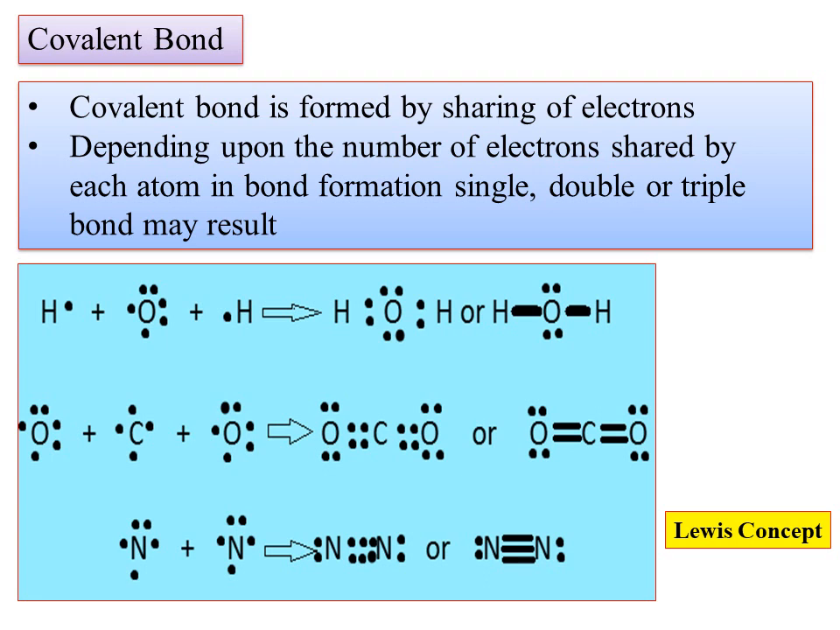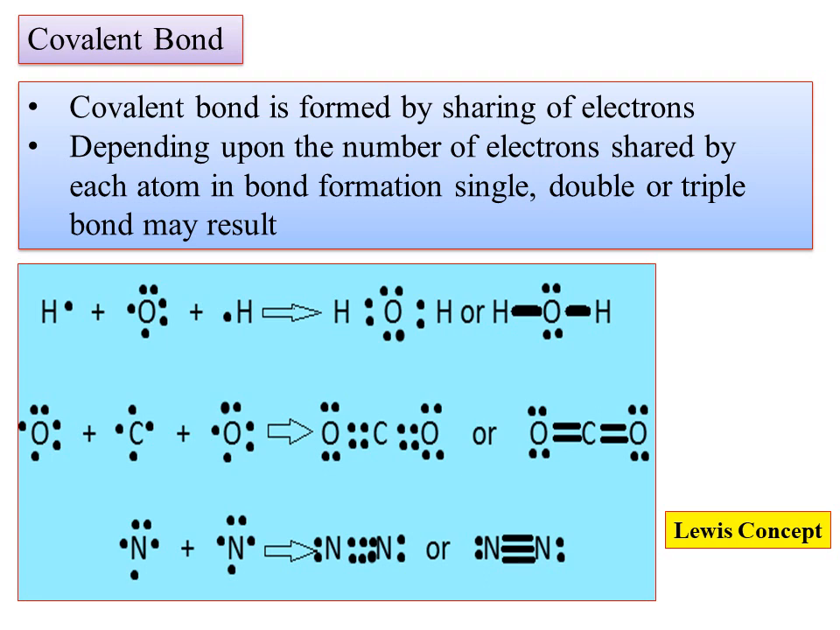But when you consider the formation of carbon dioxide, you have 1 carbon and 2 oxygen. Here carbon has how many valence electrons? 4 valence electrons. Whereas oxygen has 6 valence electrons. So in oxygen, in order to have the octet arrangement, it should have 2 more electrons.